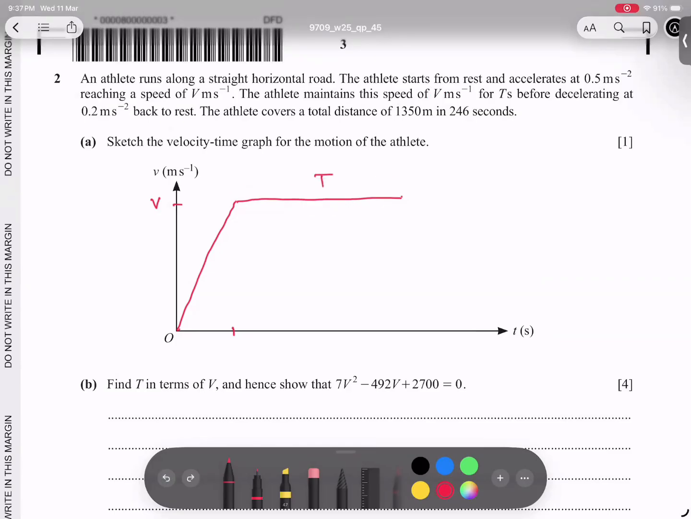So I just make a sketch, and this is also a, and then before decelerating at 0.2. So this is acceleration. I am writing here a equals 0.5. Then he's saying 0.2 deceleration, coming back to rest. So it means this.